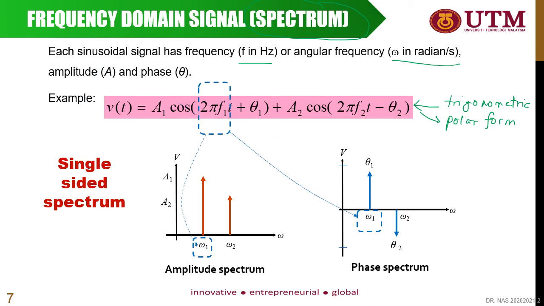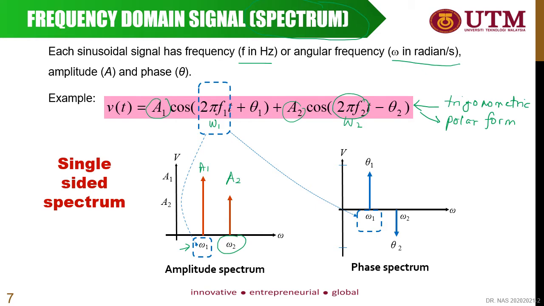First, you need to identify how many frequency components you have in the equation. For this particular example, you have two frequencies: the first one is omega 1, and the second is omega 2. For the amplitude spectrum, at omega 1 the amplitude is A1, and at omega 2 the amplitude is A2.